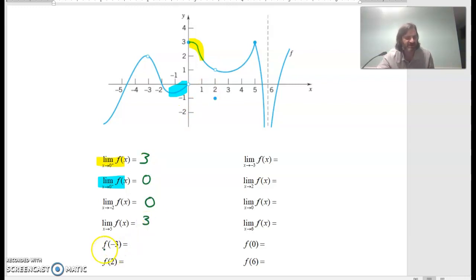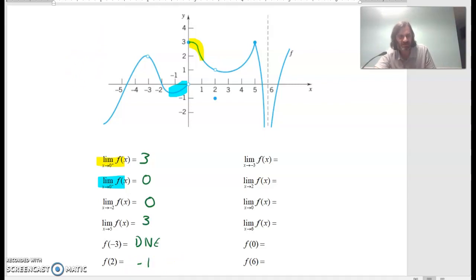Next couple of questions here. F of -3. Well, let's find -3. -3 is over here. This is the actual function value. There's an open hole, so it does not exist. When you look at this graph, there's no value assigned to when x equals -3. There's not even a dot somewhere else. F of 2, if I come over to where x is 2 and look down here, it looks like the function value is -1. That's the height there.